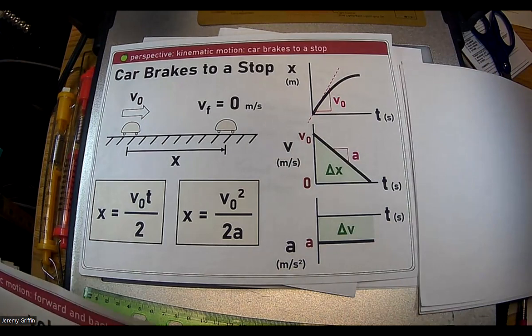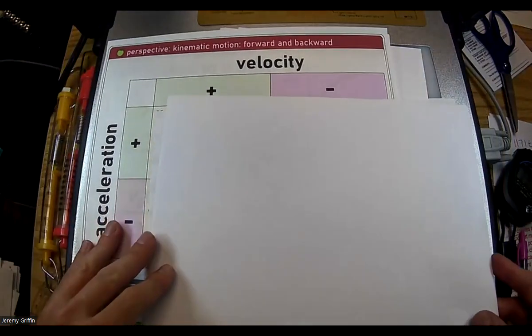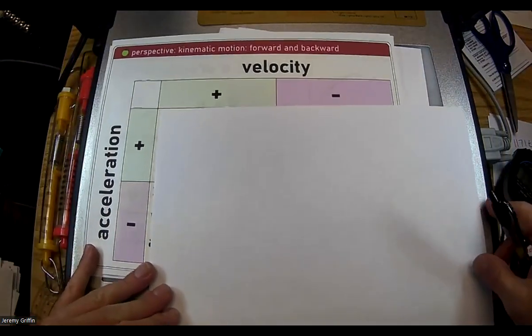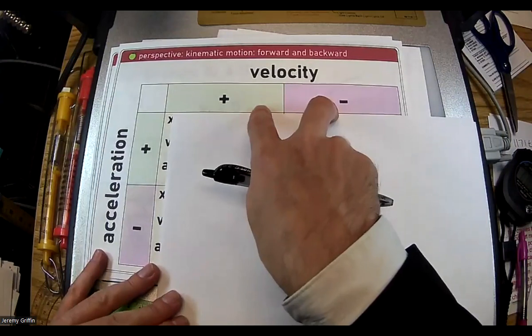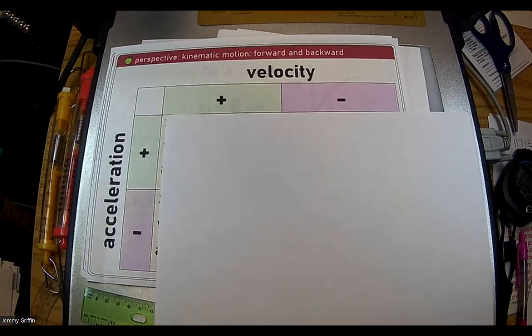Got one more linear motion poster for you guys. Let's get a broad view of velocity versus acceleration. Velocity can be positive or negative. Acceleration can be positive or negative. What does that mean in any of these four contexts? Also, either of these could be zero. I didn't actually include that on this table.